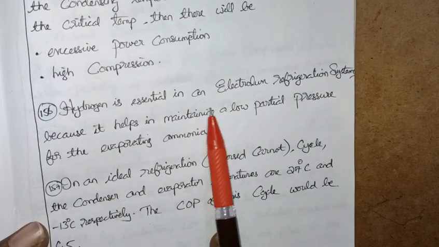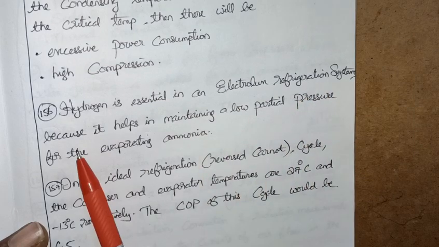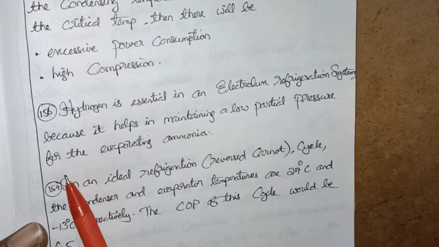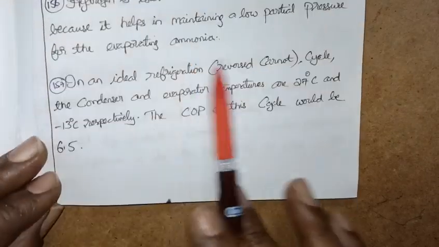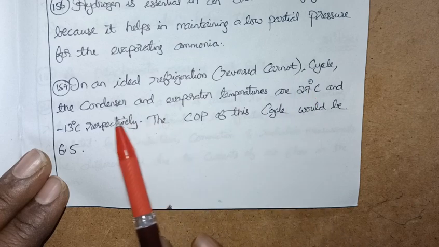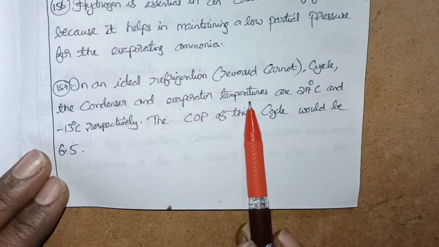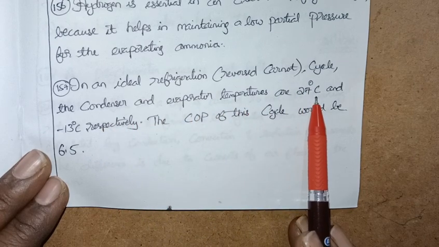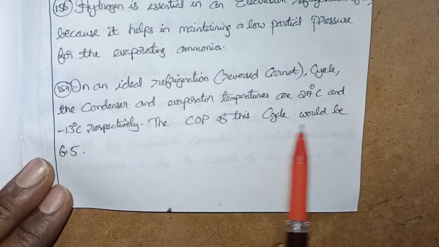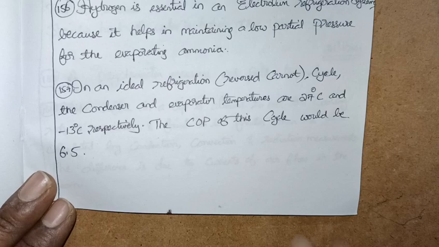Hydrogen is essential in an Electrolux refrigeration system because it helps in maintaining a low partial pressure for the evaporating ammonia. In an ideal refrigeration reversed Carnot cycle, the condenser and evaporator temperatures are 27 degrees centigrade and minus 13 degrees respectively. The COP of this cycle would be 6.5. Okay, so these type of questions we can expect in our examination.